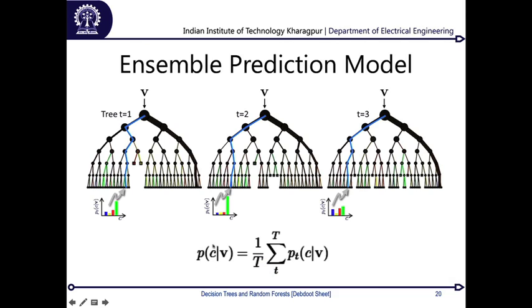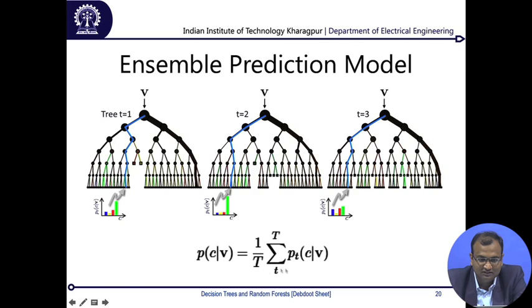So what we do is, the posterior probability of getting a class C given a sample feature vector V is equal to the average over the number of trees which you have. So you have T number of trees, and for each of the trees the probability P_t is the posterior probability of one tree for a class C given a feature vector V, and I am going to do this for all the classes over all the trees.